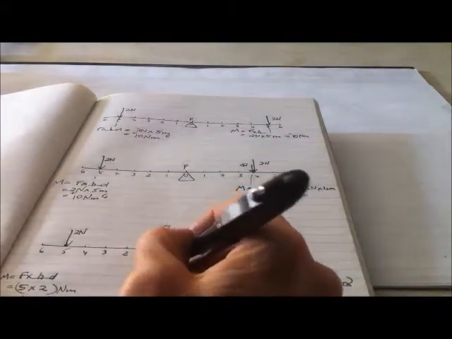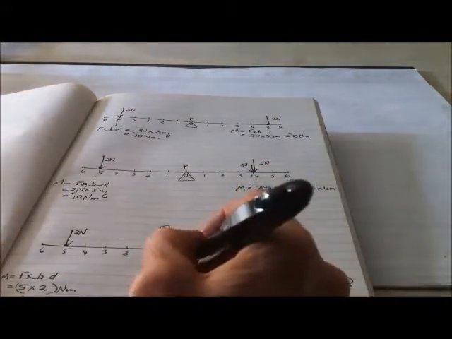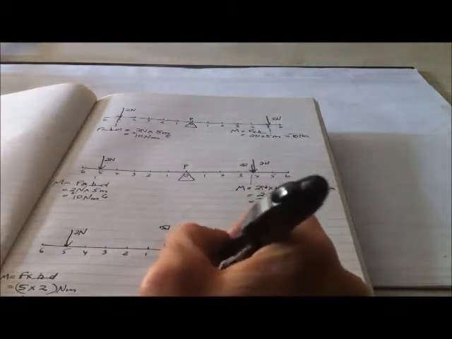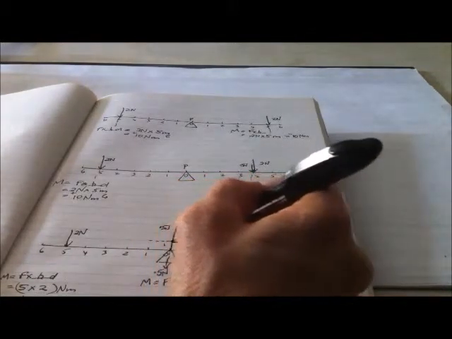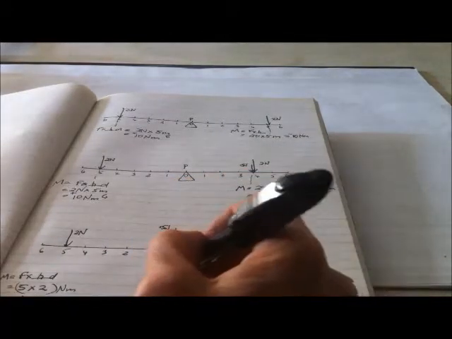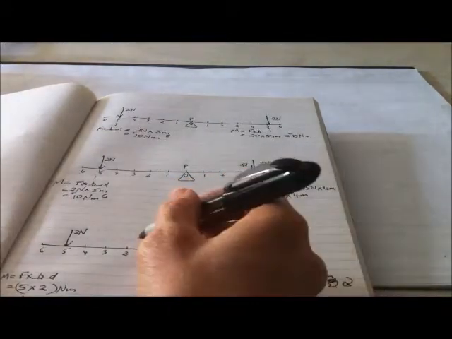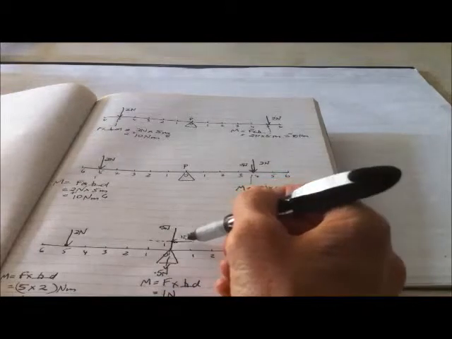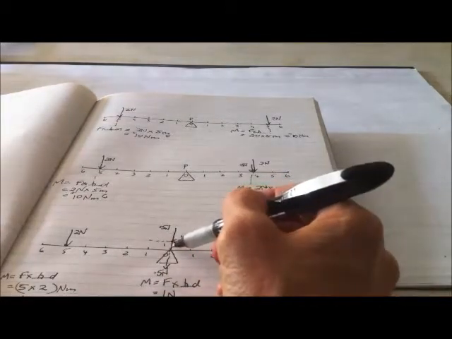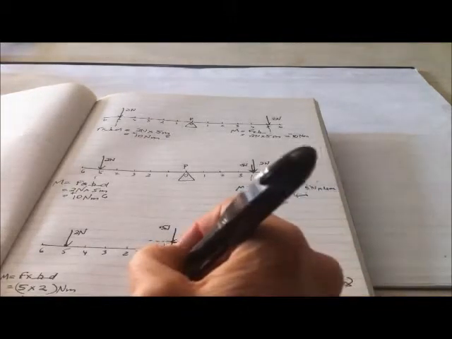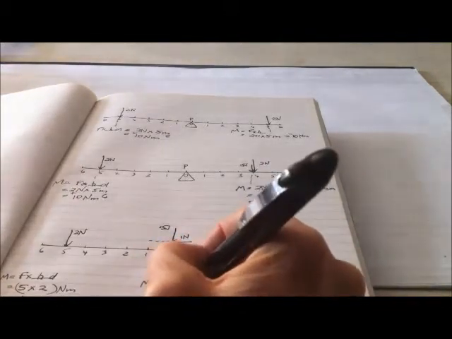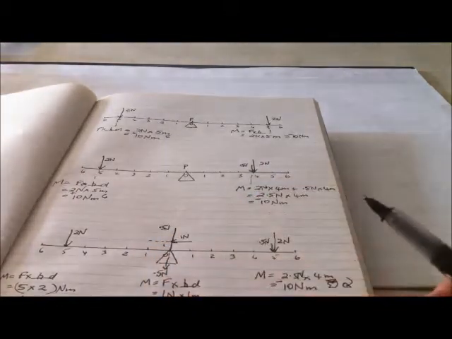So the moment here is the force times the perpendicular distance, which is the force along its line of action, which is that line there. So that's 1 Newton acting along there, and the perpendicular distance from that line of action back to the pivot point is also 1 metre. So we have 1 Newton metre acting from that force.